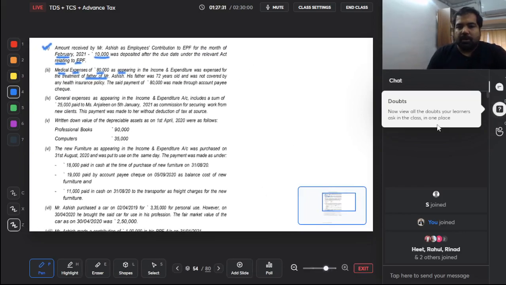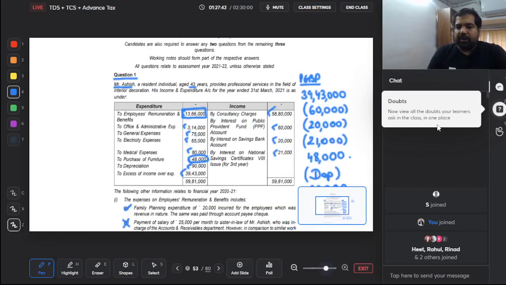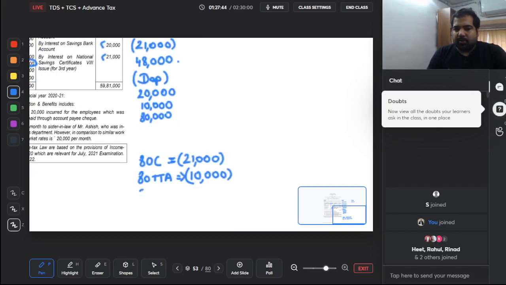Next, his father was 72 years old and was not covered by any health insurance policy. The said payment of 80,000 was made through account payee cheque. So for this, can he take a deduction under 80D? Yes, he can. So 80D for parents, you can take maximum 50,000 and I'm taking 50,000 here.